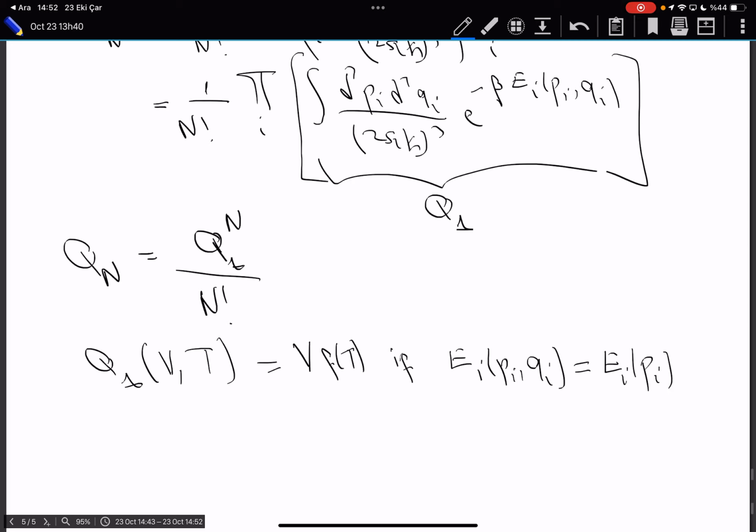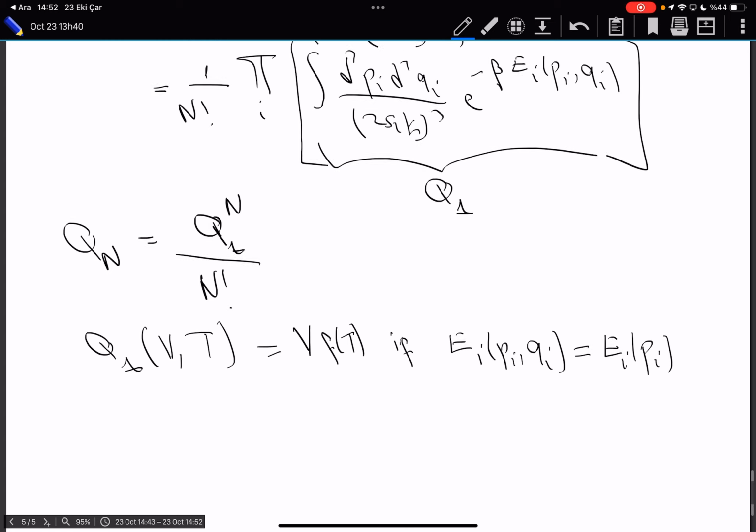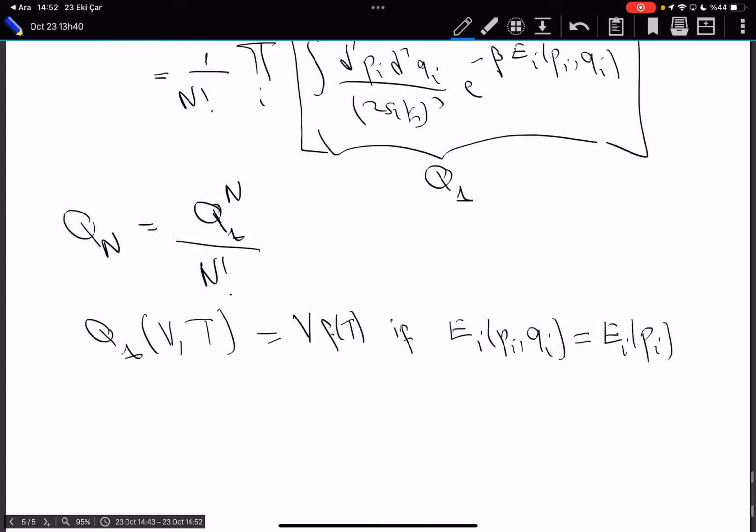If energy only depends on the momentum and not the position of the particle, which will be the case if there are no external potentials, then Q1 is proportional to V. The n-particle partition function is V to the n divided by n factorial, times whatever this function f of T is.